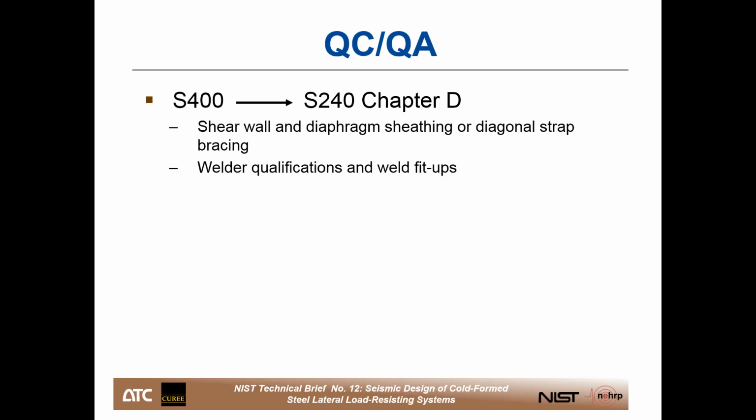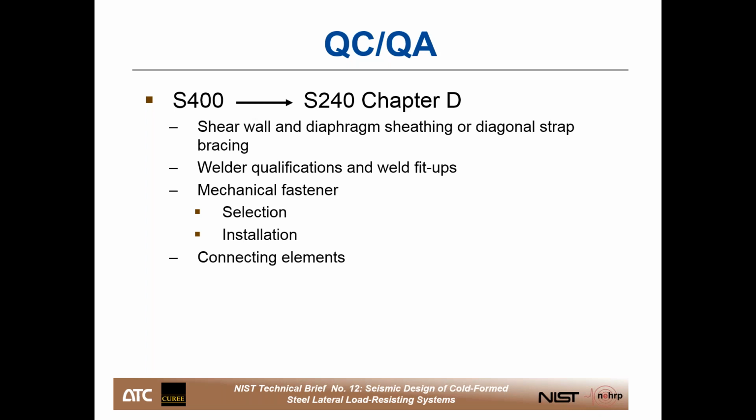Welder qualifications and weld fit up if there are any welded connections. Mechanical fastener selection and installation. Connecting elements such as hold downs and anchors. And screw connections. And in screw connections, we need to verify that the joints have a tight fit and that stripped or over-driven screws are limited to what's in S240.